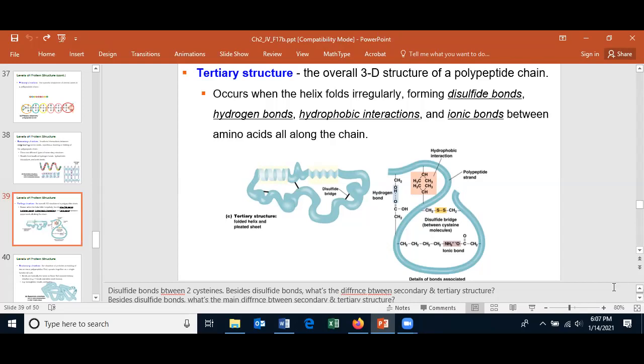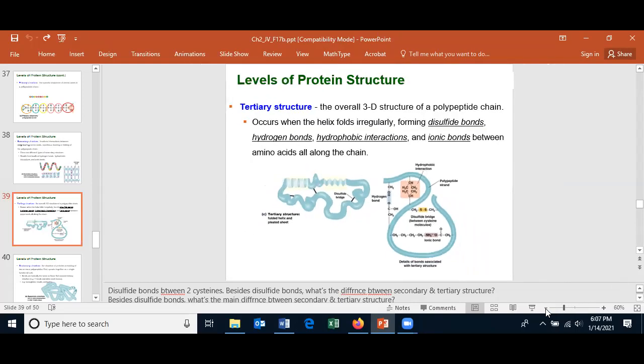All right, so can you tell me the difference between a tertiary bond and a secondary bond? If you can't, you should know that, all right? The disulfide bond forming in the tertiary bond is one thing, and the other is that the amino acids can bond to each other all over the protein chain, whereas in the secondary structure, the attraction and repulsions in the amino acids only happen in nearby amino acids.